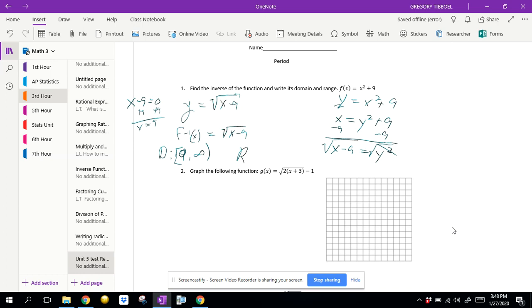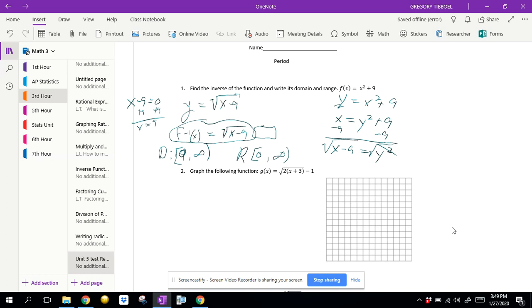What about my range? Well, my range on a normal square root function is from 0 to infinity. We cut the bottom of the graph off. And as long as there is no shifting of the graph up and down, it's going to remain 0 to infinity. And that's for square roots only, because we arbitrarily cut the bottom of our graph off. That's it. So here's my inverse function. Here's my domain and range. So hope that helps.